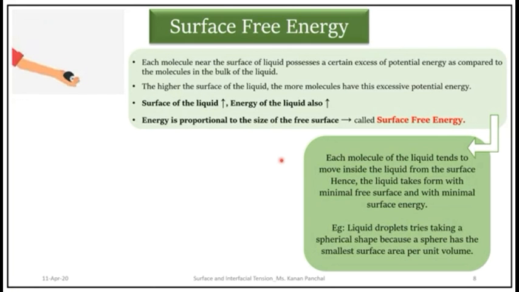The next, pH of the medium. Since pH affects the dissolution of an electrolyte, depending upon whether the ionized or unionized species are more strongly adsorbed, the adsorption would increase or decrease with the change in pH.